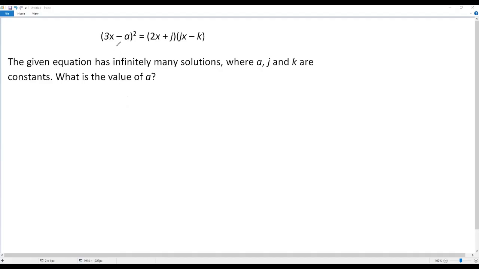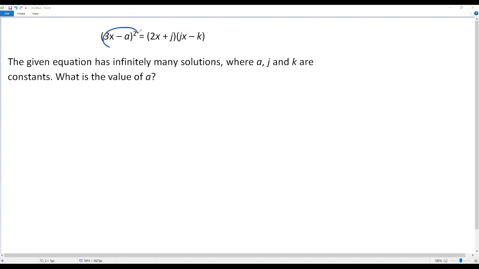Okay, the question says this equation has infinitely many solutions. Now what we can do is expand the square of the binomial on the left side and multiply the two binomials on the right side. Once we are done with this, we can discuss this particular information, that the equation has infinitely many solutions. What can we do with this information?